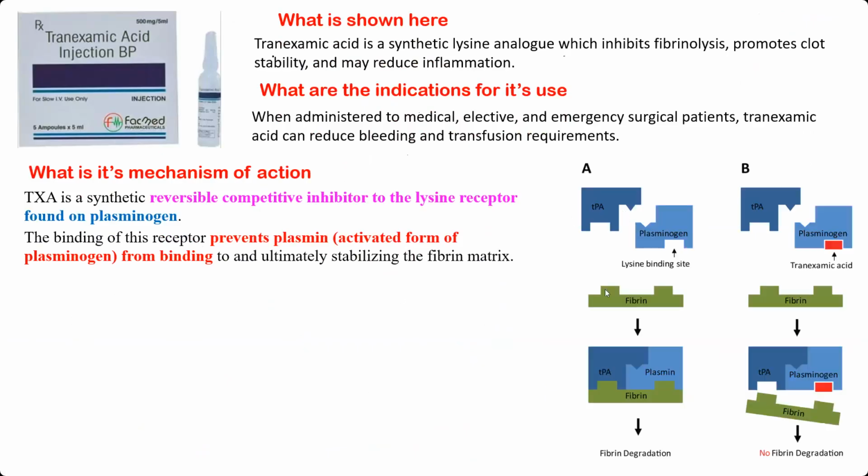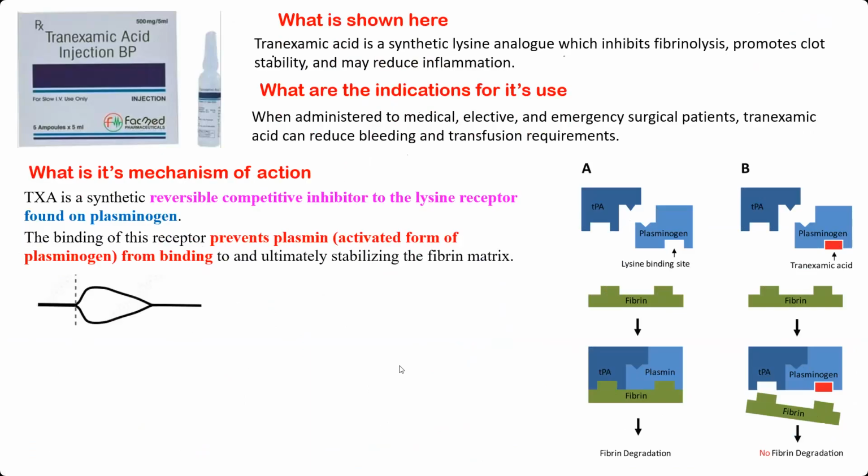So if you see this picture, this tissue plasminogen activator, plasminogen, this is the binding site, and fibrin has got these two receptors to receive them. So once all these three bind together, that is tissue plasminogen activator, plasmin plus fibrin, it causes fibrin degradation. What your tranexamic acid does is it goes and occupies this site in the plasminogen so that it doesn't allow the fibrin to get attached to this complex of tissue plasminogen activator and plasminogen, so that fibrin is not broken down, so no fibrin degradation occurs and the fibrin clot stays strong and prevents further bleeding.